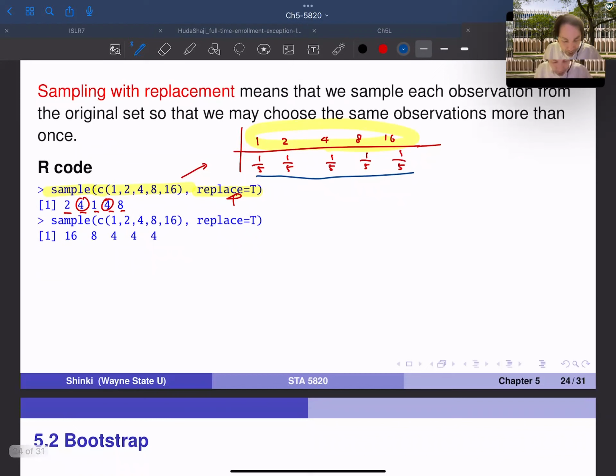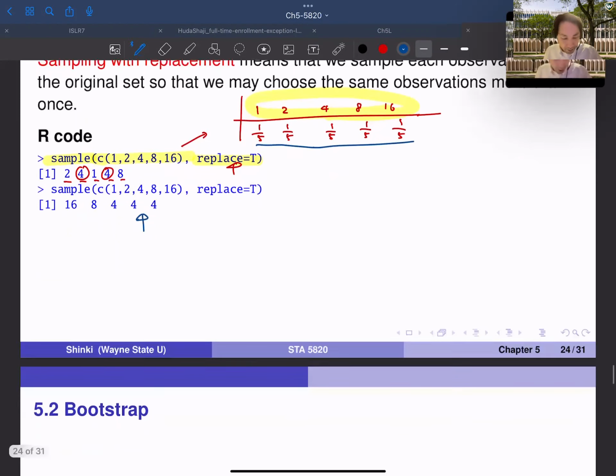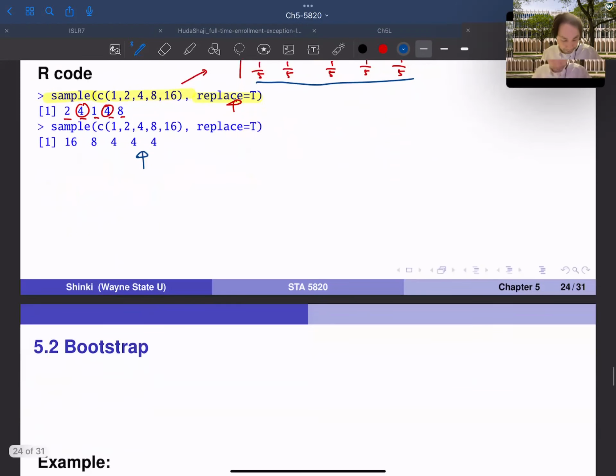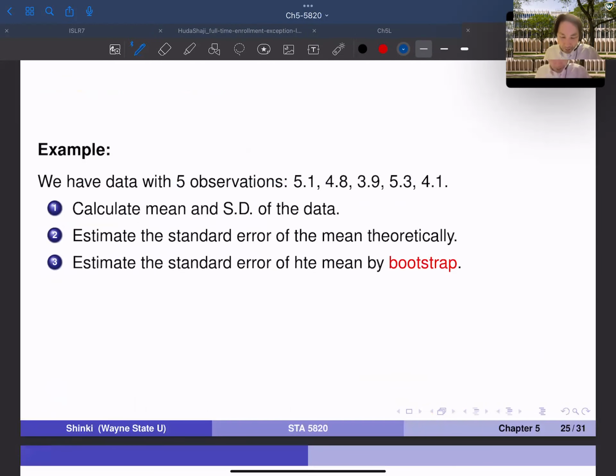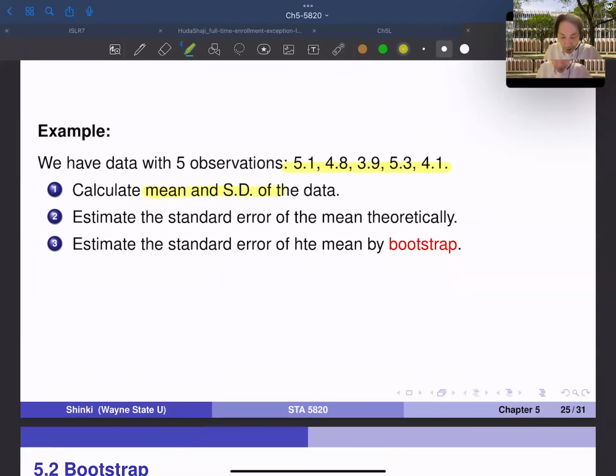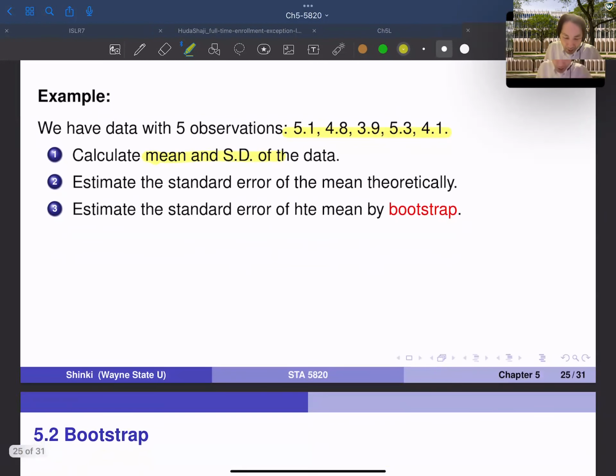Yeah, and this is another try. So 16.8444. So for an example, suppose these 5 observations: 5.1, 4.8, 3.9, 5.3, 4.1, and calculate the mean and standard deviation. This is maybe a high school level question. Then estimate the standard error of the mean, which is the standard error of X bar theoretically. Then estimate this standard error of the mean by Bootstrap.